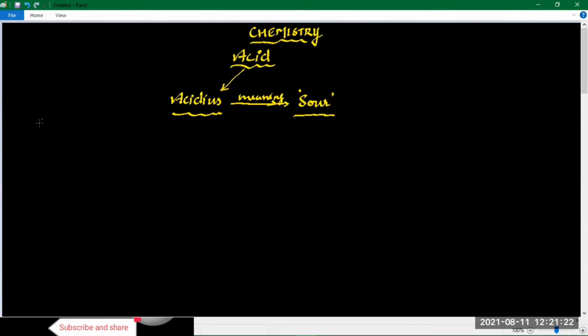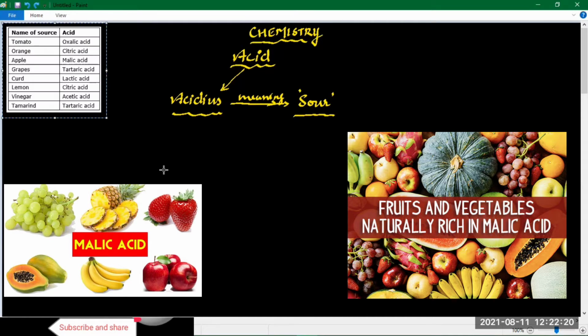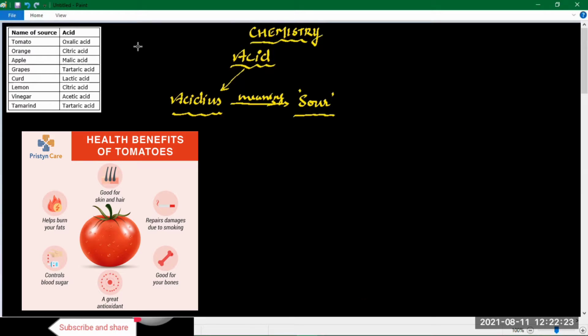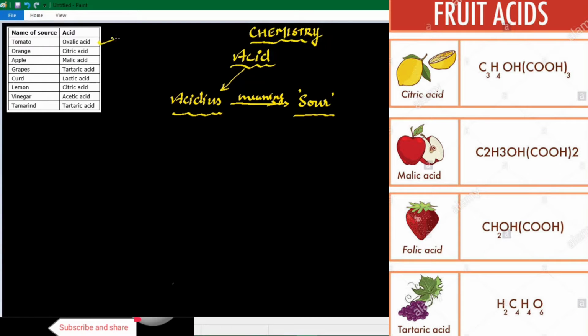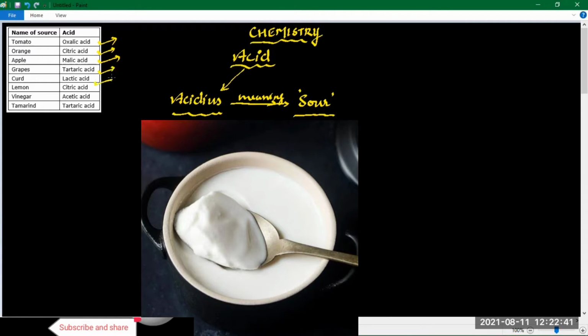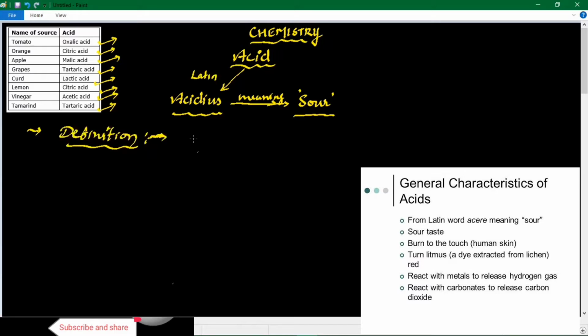You may have observed that in day-to-day life we are using plenty of fruits and vegetables. Let me take a few examples. Tomato contains oxalic acid, and citrus fruits like orange and lemon contain citric acid, and apple contains malic acid. Grapes have tartaric acid in them, and curd has lactic acid. Lemon, again, citric acid is present. Vinegar contains acetic acid, and tamarind contains tartaric acid. So basically we can say that acids are the substances which give a sour taste.